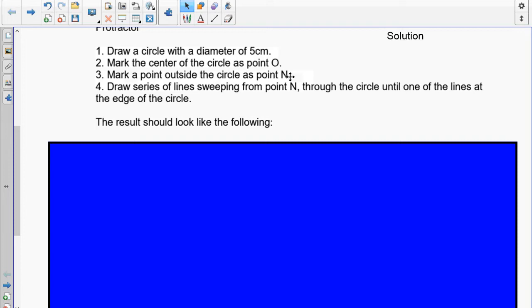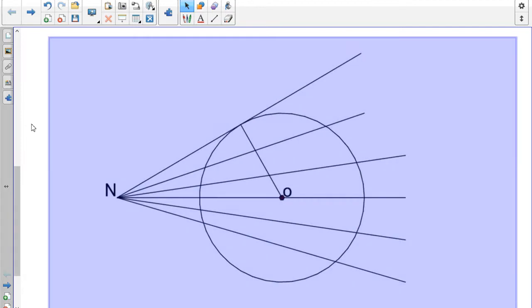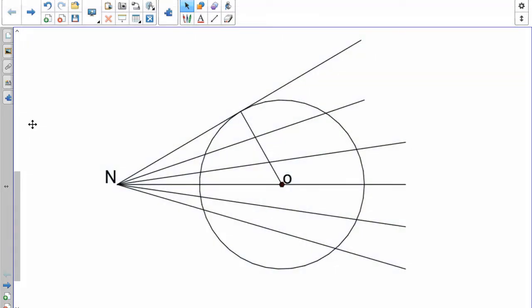Mark a point outside the circle as N, and I'd like you to do all that, and when you're done, I'm going to show you what it should look like so you don't have any problems. So there's what I'd like you to draw, something of that nature.